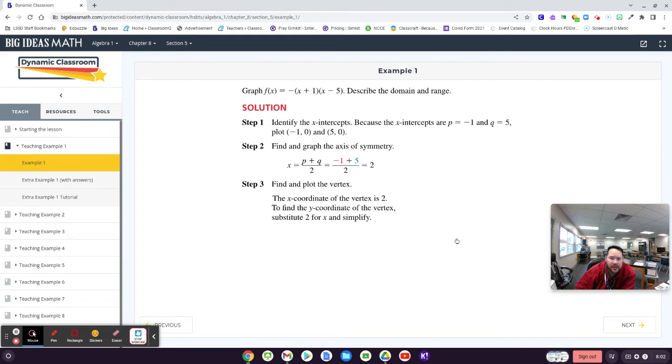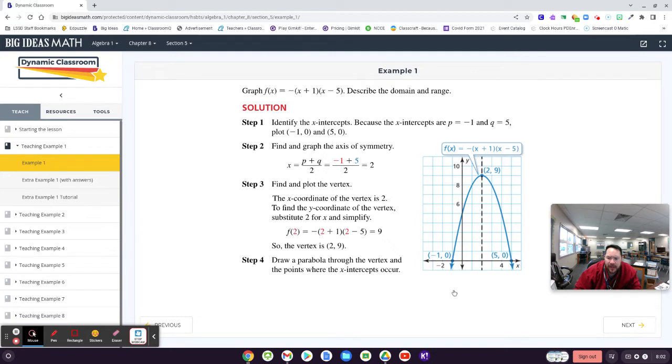So you do 2 plus 1 and 2 minus 5, multiply those together, put the negative in front of that, or multiply by -1, and you get 9. So (2, 9) is the vertex. So there's your parabola. It crosses at -1 and 5 with (2, 9) as the vertex. Anytime you're graphing a parabola, you need 3 key points. And there you go. Take some notes on that. Make sure you understand it.